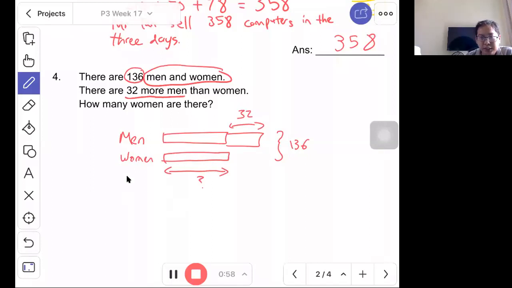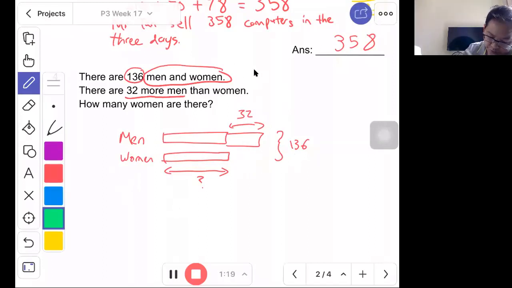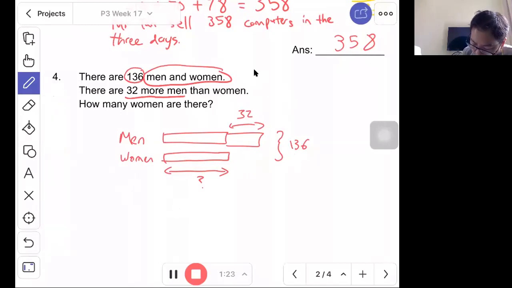So what we do is we want to make them equal so that we can take the total divided by 2. For now, we cannot take 136 divided by 2 because they are not equal yet. So I'm going to take away this so that we will have women, women, 2 equal units. And the total, of course, will not be 136. It will be 136 minus 32 equals 104.